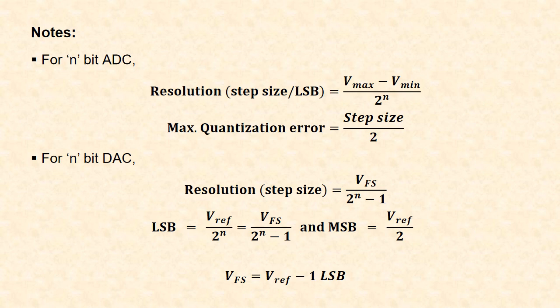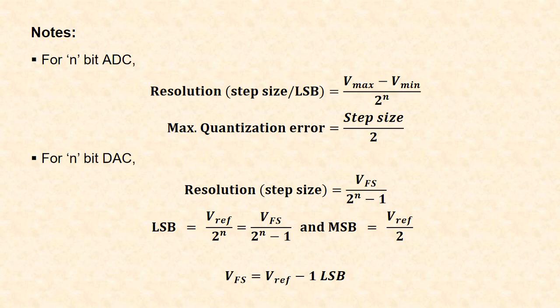Next, important notes. For an n-bit ADC, the formula for resolution or step size or LSB is equal to Vmax minus Vmin divided by 2 to the power n. N is the number of bits, and the maximum quantization error is equal to step size divided by 2.